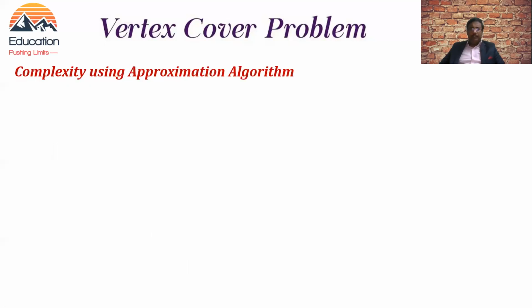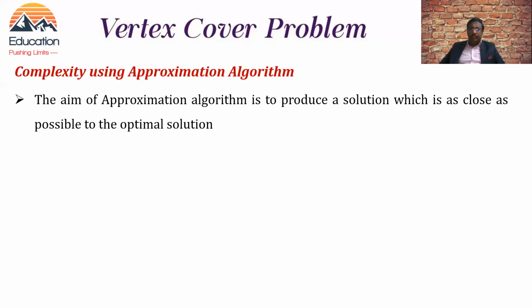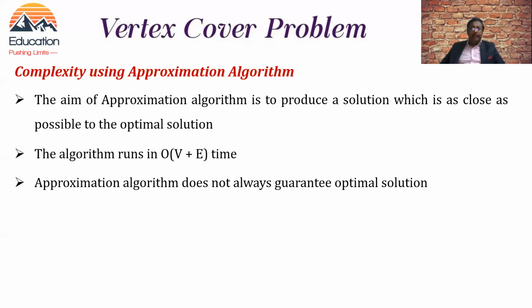Let us look at the complexity of it. The aim of this algorithm is to produce a solution which is as close as possible to the optimal solution. We cannot claim that whatever we have found is the optimal solution, but it is as close as possible to the optimal solution. And the algorithm runs in order of V plus E time. V is the number of vertices and E is the number of edges. An approximation algorithm does not always guarantee an optimal solution. You may be lucky to get an optimal solution in an approximation algorithm, but the solution will be close to the optimal solution.